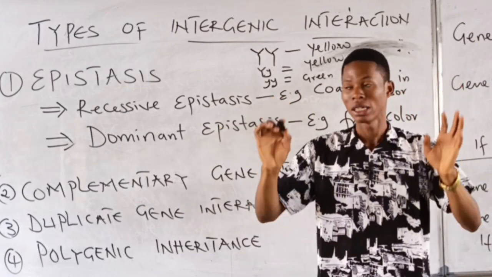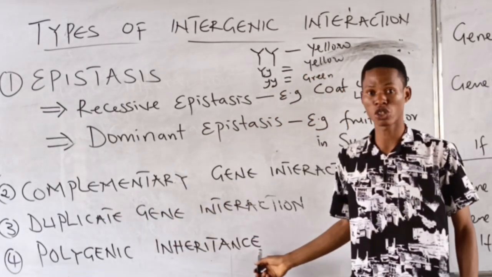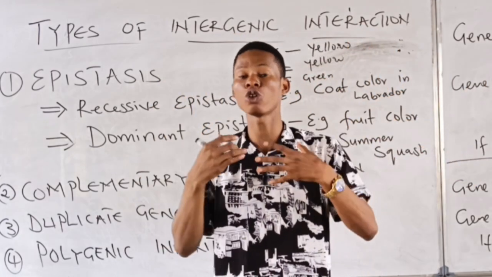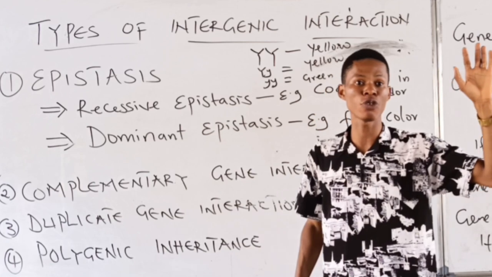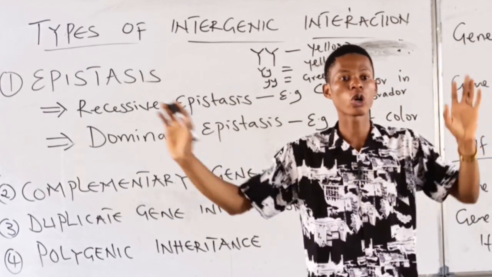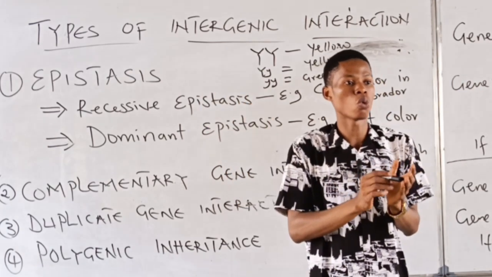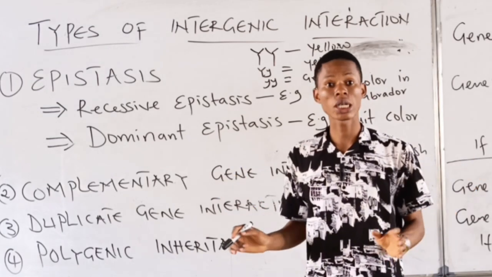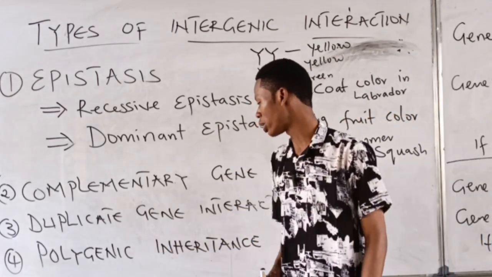But do you understand? There is a difference between complementary gene interaction and duplicate gene interaction. In complementary, both of them must be present for the phenotype to be expressed. But in duplicate gene interaction, they are coding for the same thing, located on different loci. If one refuses to work, the phenotype will still be expressed. Do you understand that? Yes, sir. Alright, the next one is polygenic inheritance.